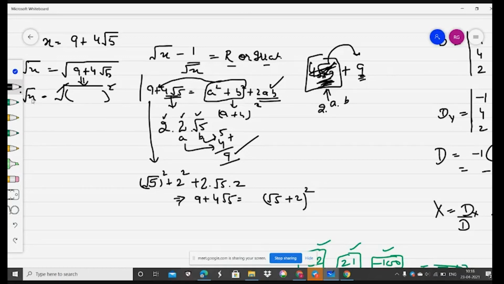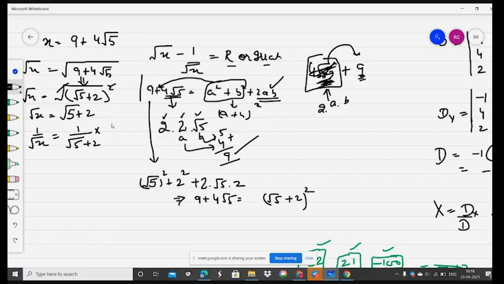So now we can write root x: in place of 9 plus 4 root 5, we can write root 5 plus 2 whole square. The whole square will get cancelled with the root. It means root x is equal to root 5 plus 2. Now we are supposed to find 1 upon root x. This is equal to 1 upon root 5 plus 2.